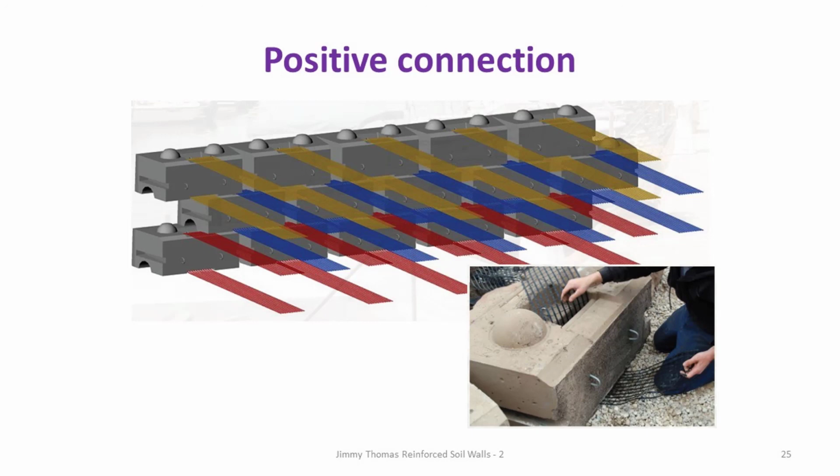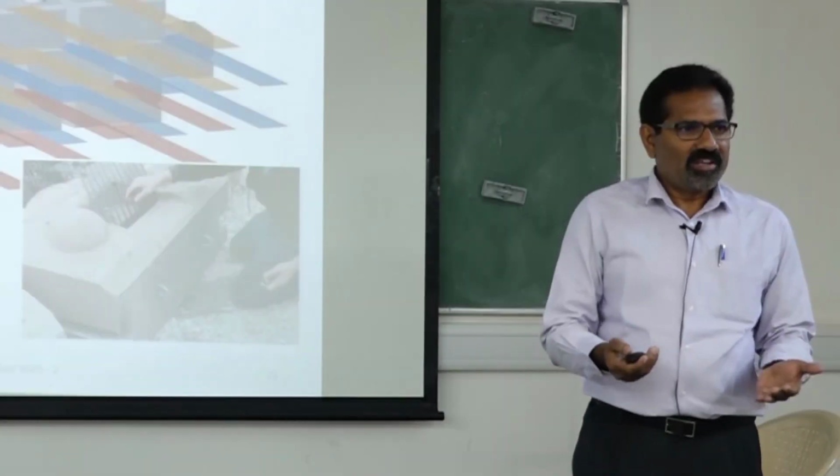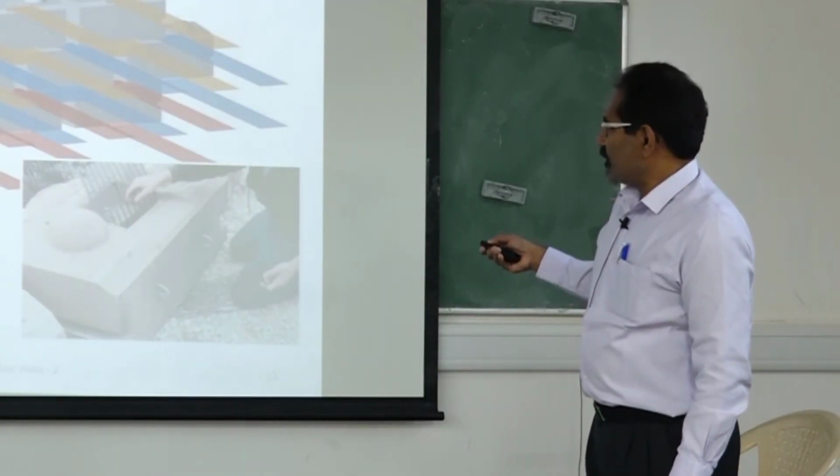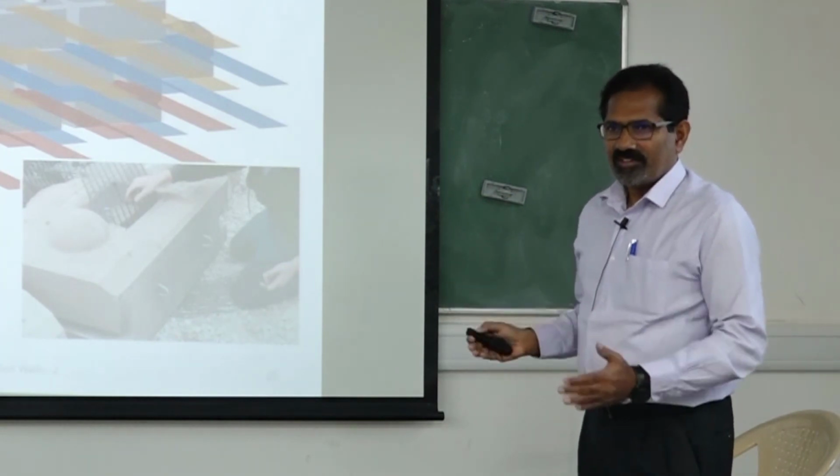Then another way is like this, where we can see there is a vertical slot in the block. It's a fairly large block. Then the geogrid goes through this hole, then wraps back into the fill. So this is a wrap around, again a positive connection. It doesn't depend on the friction. But this is possible only in large blocks. And the geogrids are not continuous. They are like narrow width strips.